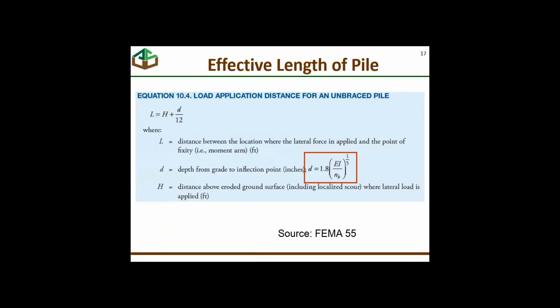The effective length of the pile is found by this formula. So you see, as I mentioned, the distance d, that point of fixity, is driven by EI, the stiffness of the pile. So you need to know what the modulus of elasticity is and the moment of inertia, and it's driven by the subgrade modulus.